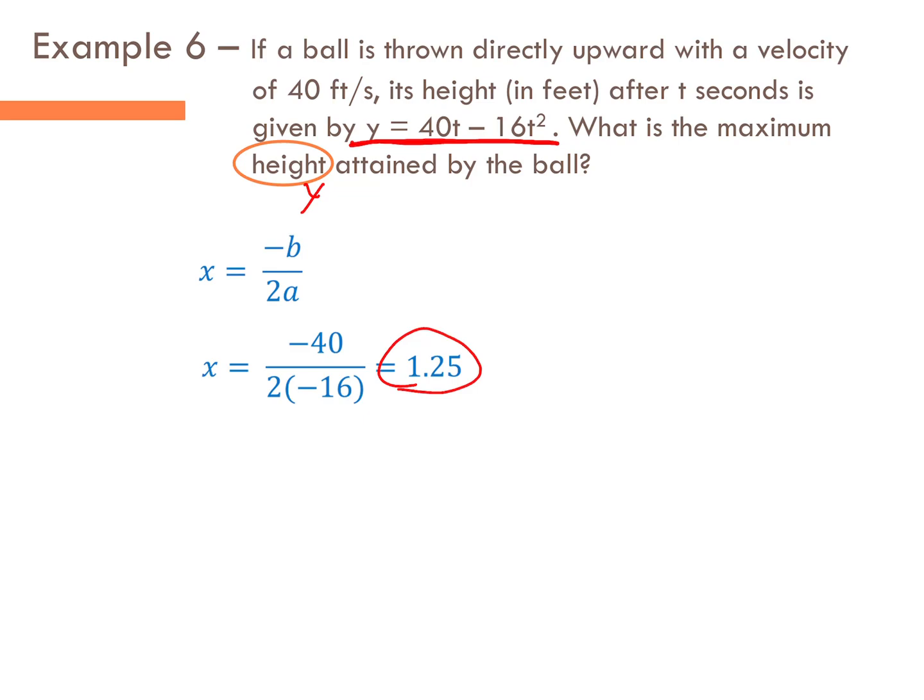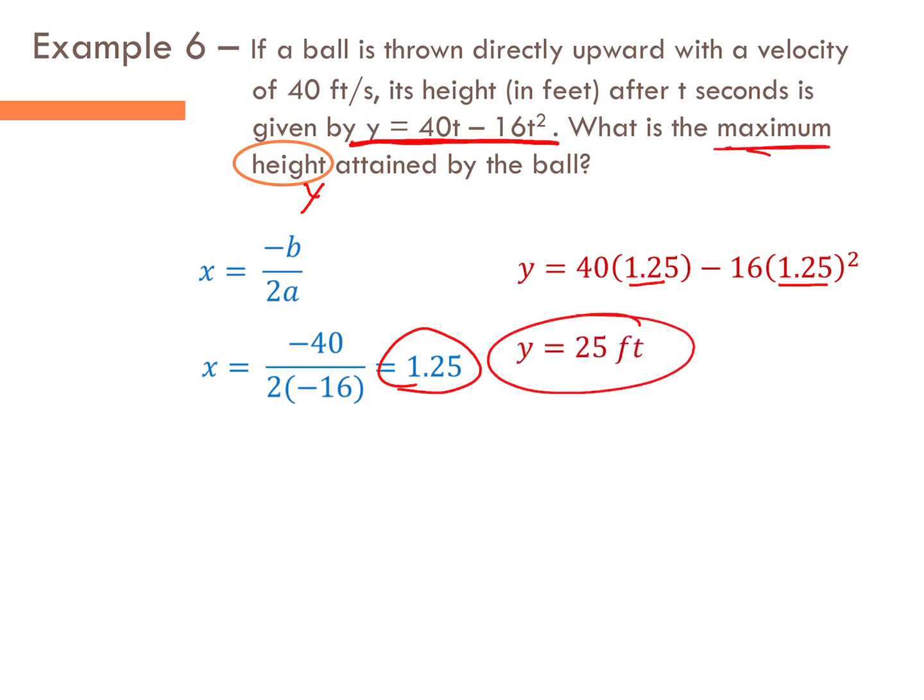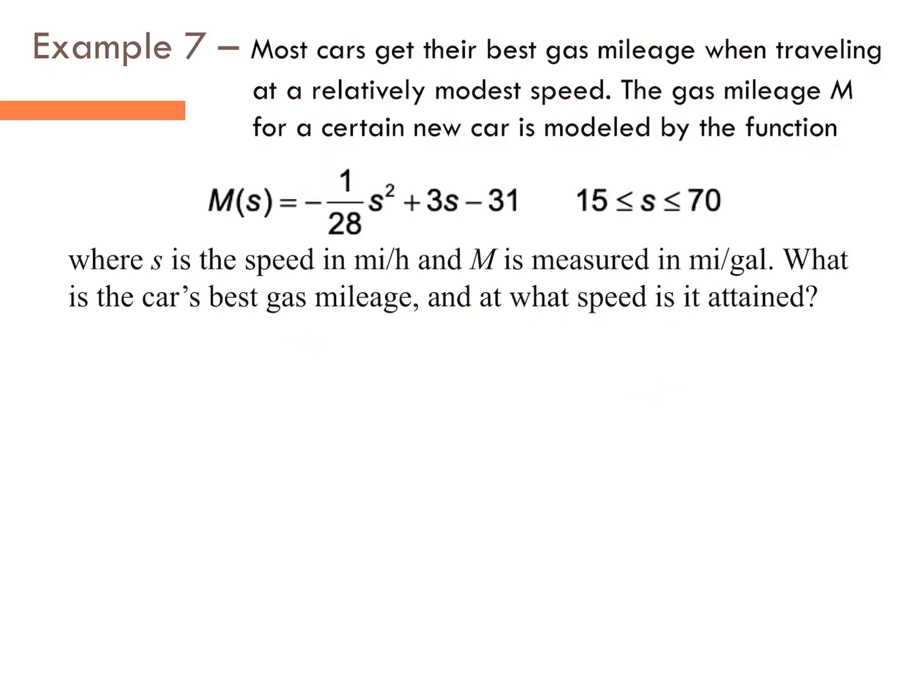That would be how much time passed. So now I need to plug that back in here for my t. Solve that, and I would get 25 feet. This is my maximum height, which is what it asked for, maximum height up here. So sometimes it's the x value, sometimes it's the y value. You have to choose. This time it's the y value. Sometimes, like in this one, you will need both.